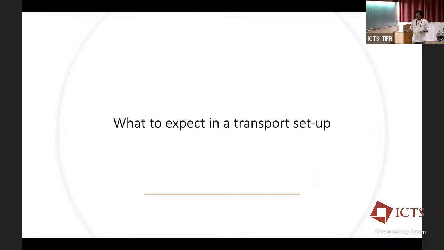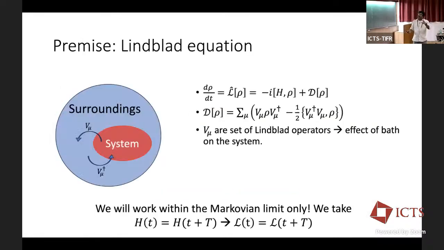To see this, first I have to look at what to expect from the transport setup. So to do this, I work in the Lindblad equation premise. The Lindblad equation says that I have a system inside some surroundings. The system's density matrix will evolve in time following this equation. This equation has a coherent part and a dissipator part. The dissipator part contains a collection of jump operators or Lindblad operators. These Lindblad operators encode what the surrounding is doing with the system.